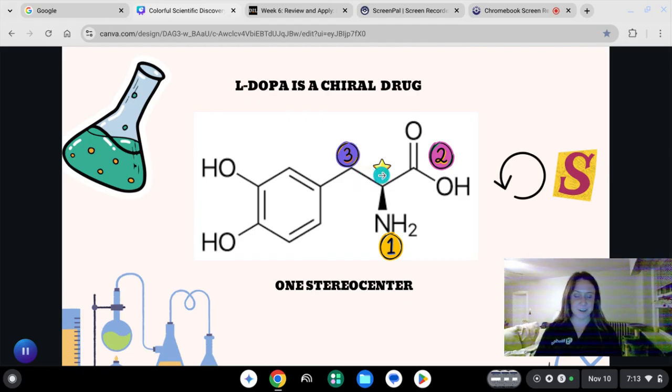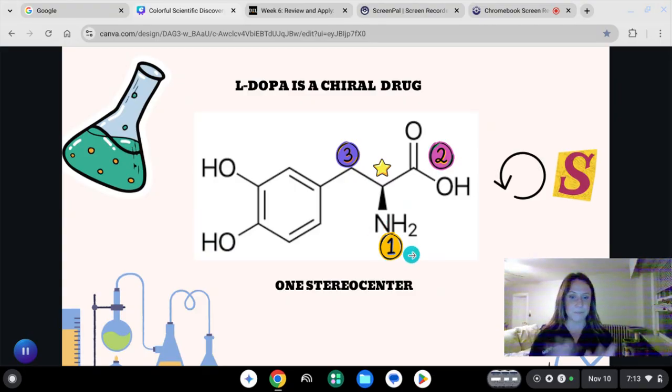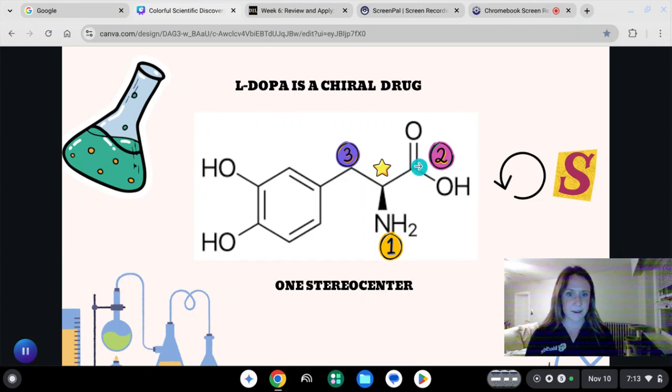L-DOPA is a chiral drug. That carbon that we were talking about earlier is actually that chiral center where that star is. It's attached to 4 different groups. There's a hydrogen that's hiding in the back going into the page. And then we assign a priority number based on atomic number. So we're going to have that NH2 in that first priority group. That carboxylic acid carbon is going to be the second priority group, and then the third will be this other carbon on the left that's attached to here. Then we have that hydrogen in the back. That'll be the fourth priority group.